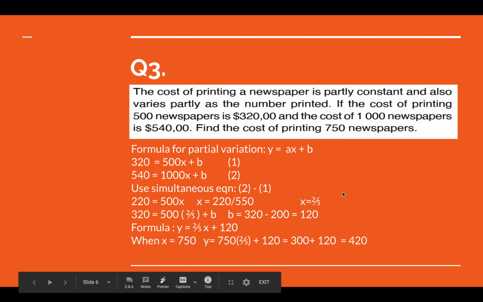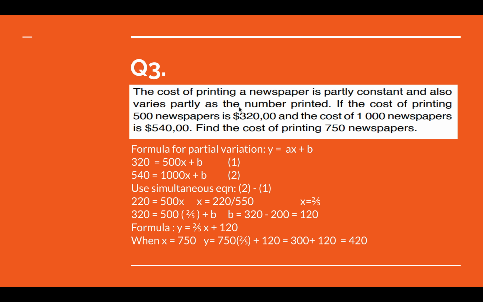So again, the important thing here is to be able to translate this story problem into actual formulas. Since you can see partly constant, partly varies, that's partial variation, which is ax plus b. And also you have to understand which one is the a and which one is the y. In this case, the cost of printing was the y and the number of newspapers was the a.